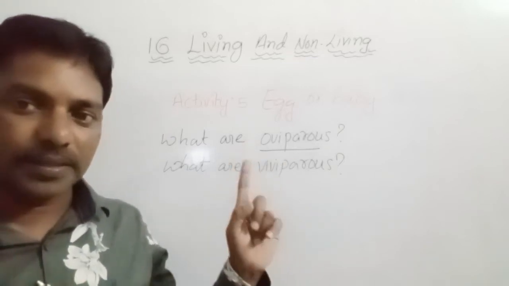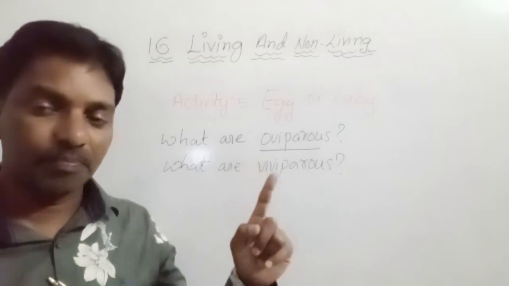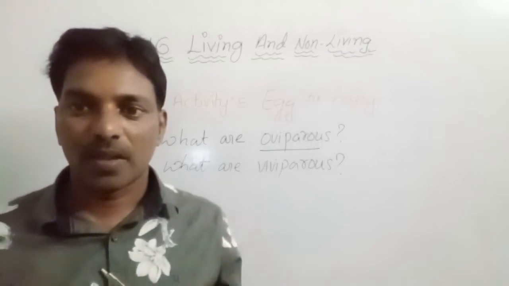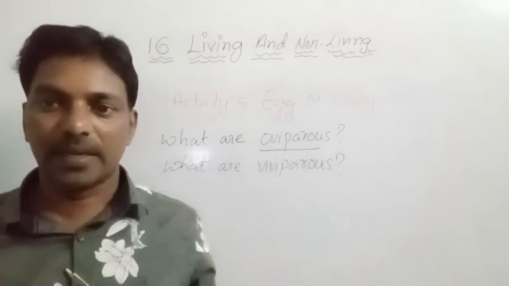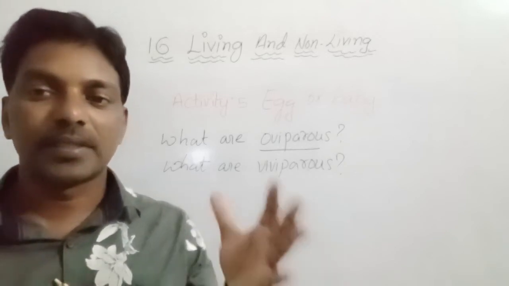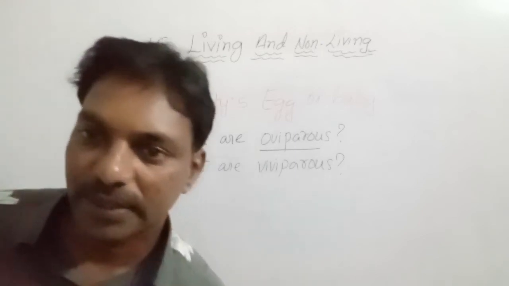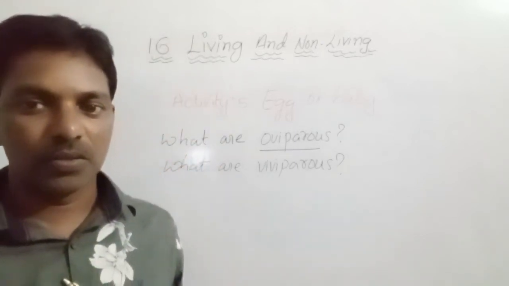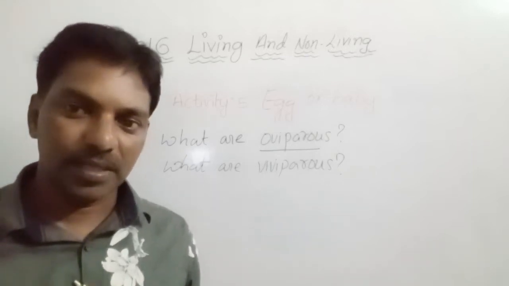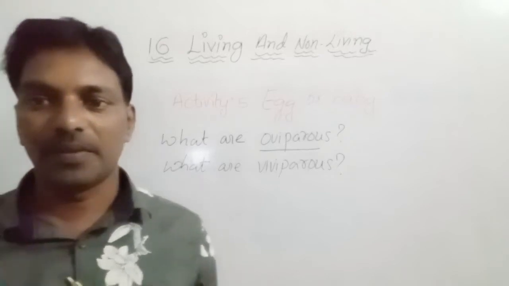But in viviparas, we can find external ears and hair on their skin. So those are called viviparas. Here we are learning about oviparas and viviparas, so we will find out some of the organisms in our locality, some are oviparas and some are viviparas. Up to now we are discussing animals. Animals are classified as oviparas and viviparas. Some animals lay eggs, those are called oviparas. Some animals give birth to young ones, those are called viviparas.